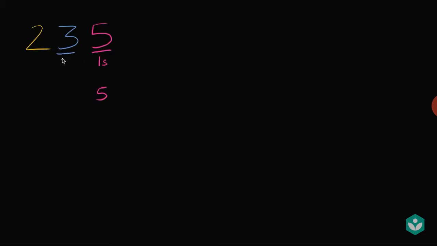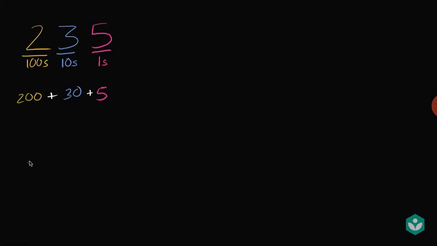This 3 is in the tens place, so we have 3 tens. So that's just going to be 30. And the 2 is in the hundreds place. So putting a 2 there means that we have 2 hundreds. So this number we can view as 235. Or you could view it as 200 plus 30 plus 5.